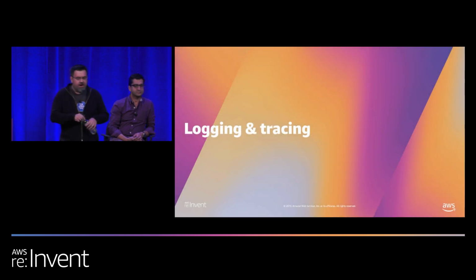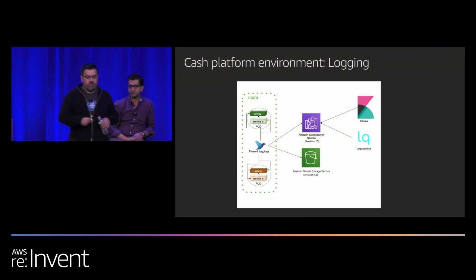So the pager is going off, the system is down. Panic has set in. Fortunately, we've got our engineers covered with logging and tracing features of the Cash App platform. With our platform, whenever you provision a new service, all its logs will automatically get sent to Elasticsearch. This is achieved by using FluentD as a daemon set and using the FluentD Elasticsearch plugin to send all the logs to Amazon Elasticsearch Service.